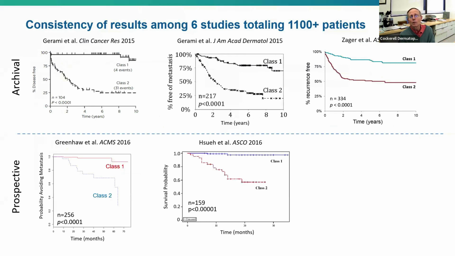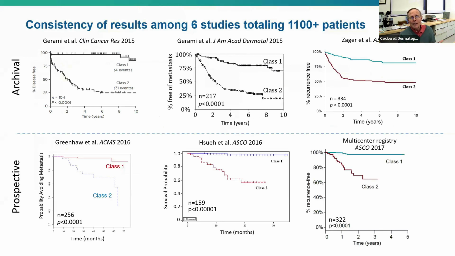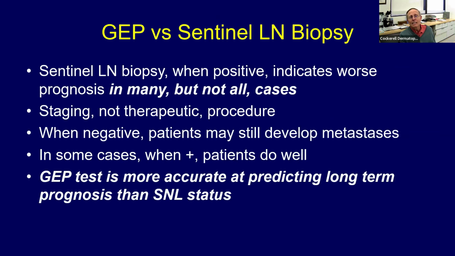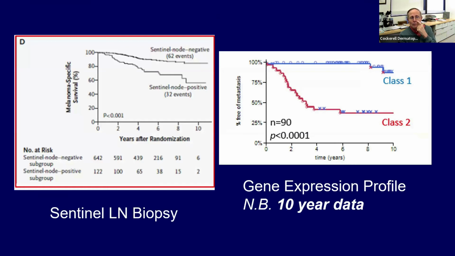Many studies have shown that this is repeatable, with prospective and retrospective studies where you get this Kaplan-Meier curve that shows that there's a distinction between these class 1 and class 2 lesions. It's about 10 times more accurate than AJCC. It's more accurate than sentinel lymph node status. Again, you can see the sentinel lymph node status is better than nothing, but it's not even as good as the genetic profile on the primary lesion.